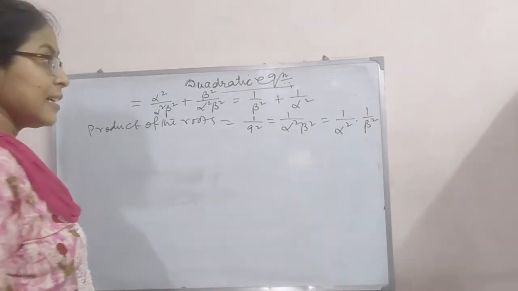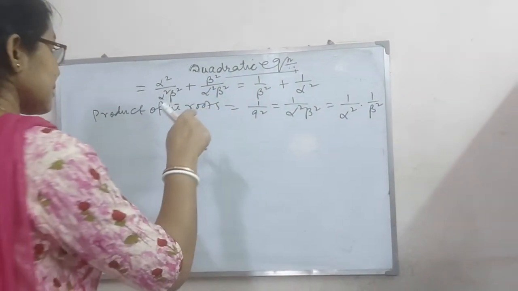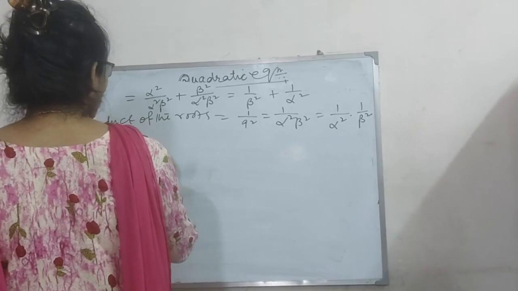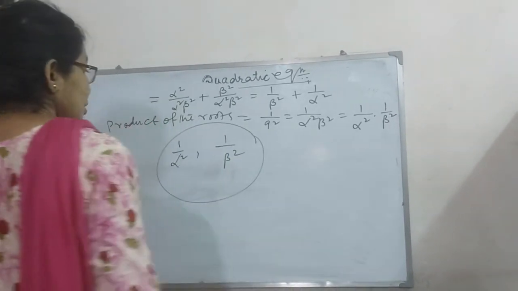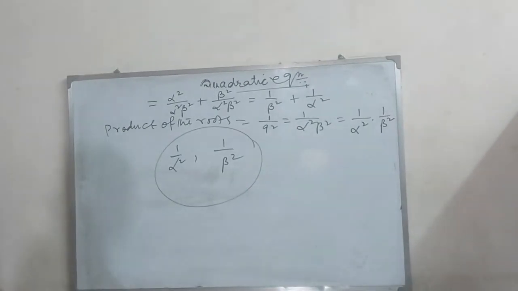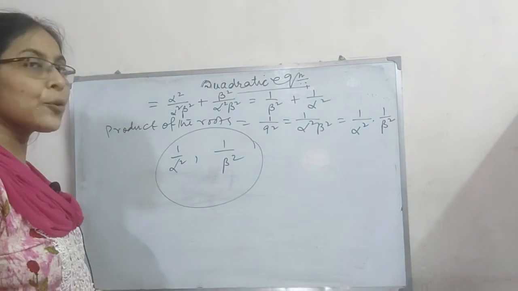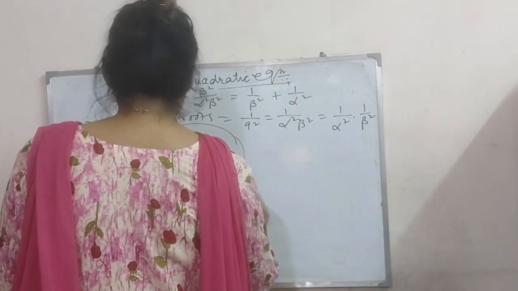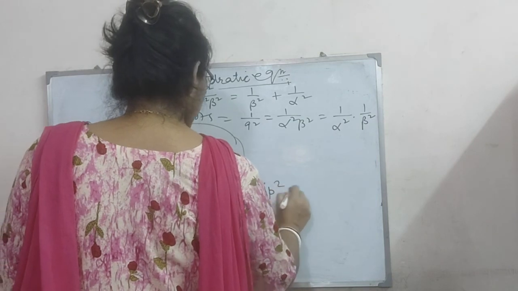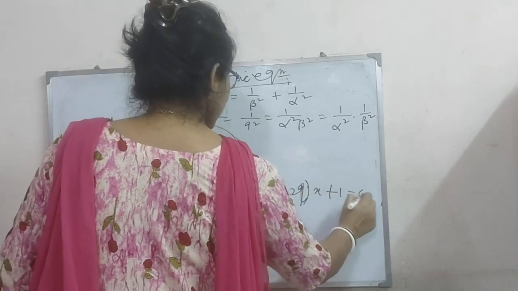So I can say the roots of the equation are 1 by alpha square and 1 by beta square. When the roots are 1 by alpha square and 1 by beta square, then I will get the equation q square x square minus p square minus 2q x plus 1 equal to 0.